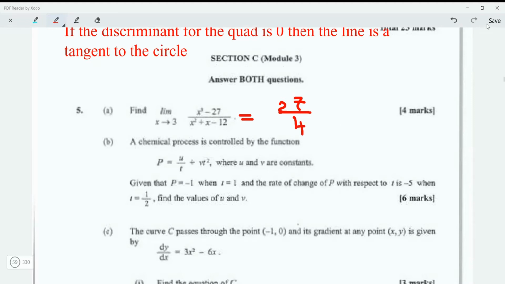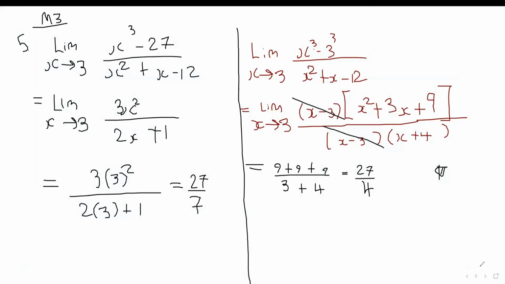Now it says a chemical process is controlled by a function P, which is equal to U over T plus V T squared. So let's write down what P is. It tells us that the chemical function is defined by the process where P is equal to U over T plus V T squared.